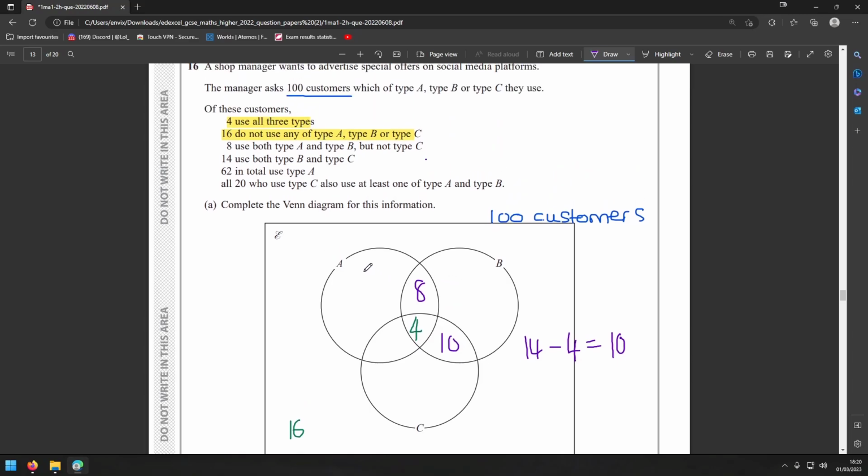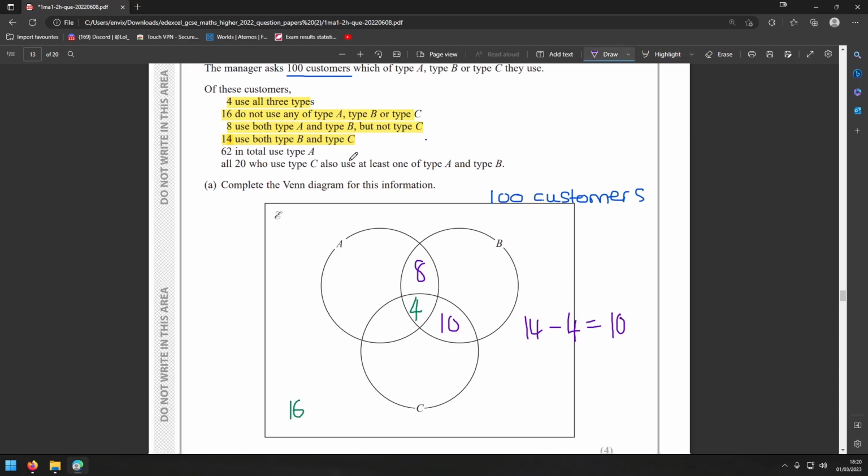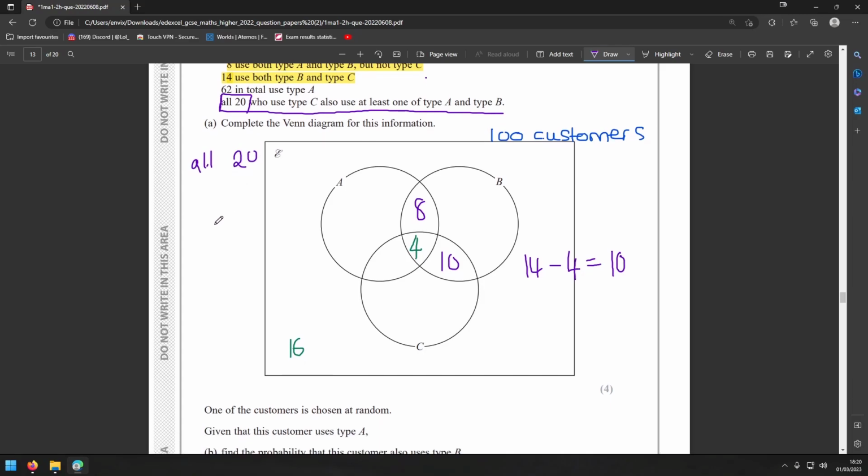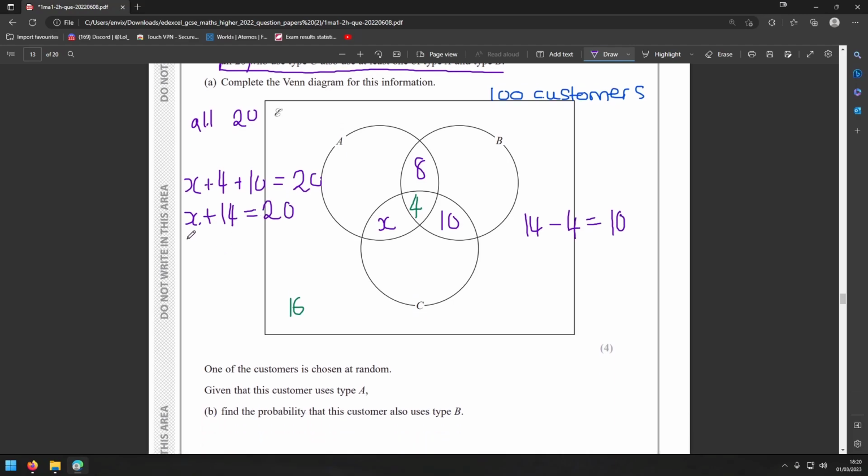And you need to know this because the fourth piece of information states that 14 use both type B and type C. So it doesn't state that it uses type A, and what we need to assume is that it uses type A. And why we assume this is because it hasn't stated that it hasn't used type A. So we represent this as X. And if we represent this as X, what we can do is that we know that the next piece of information is that all of 20 use type C, but at least one use type A and type B.